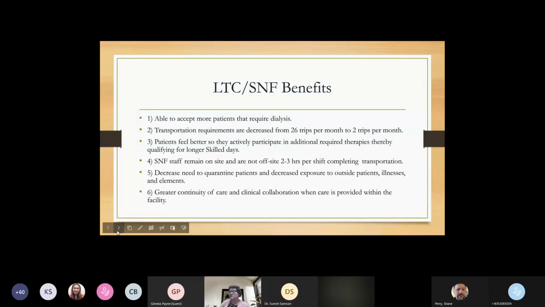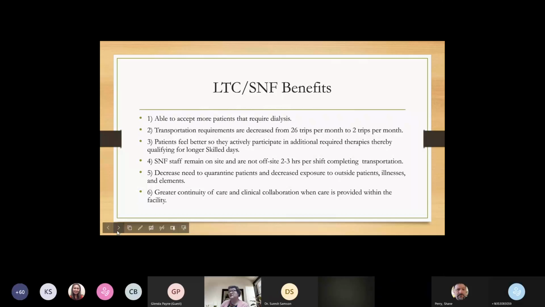So that's 26 treatments a month to get one patient transported for dialysis. While you're dialyzing this patient in their home setting, it decreases your transportation needs to either no need outside of the facility or 2 trips per month.